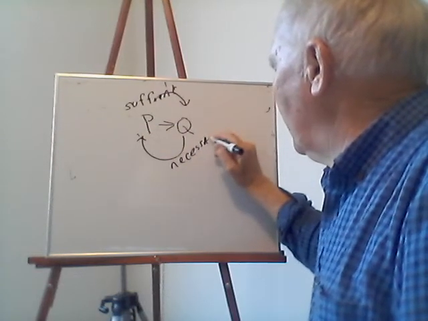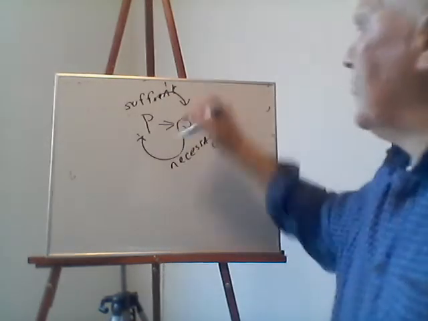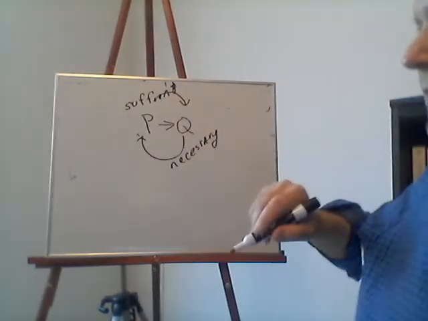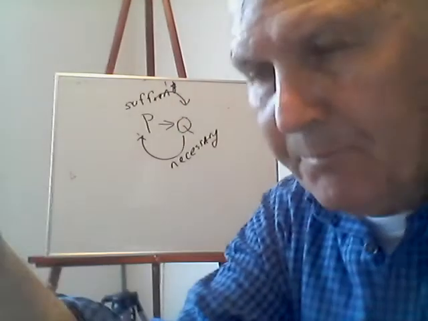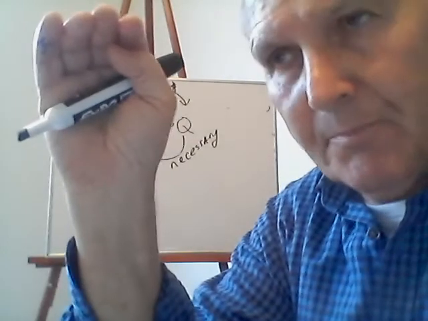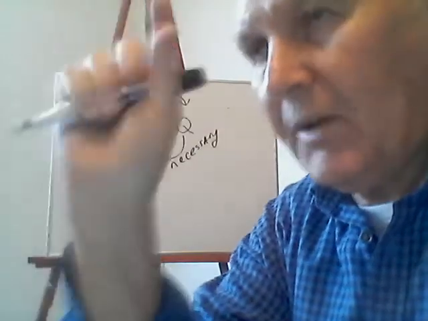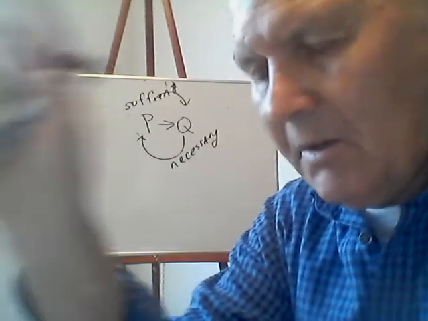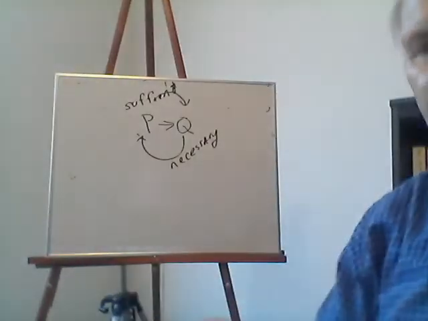Now what that means: P is sufficient for Q if having P means that you will also have Q. And P is necessary for Q if you cannot have Q without P. So let me give you an example.